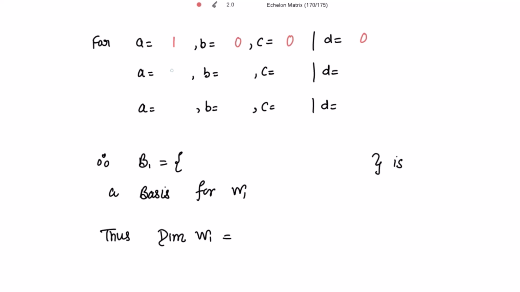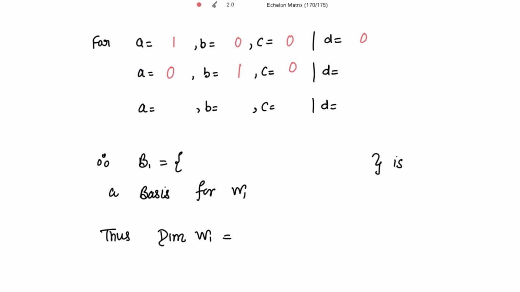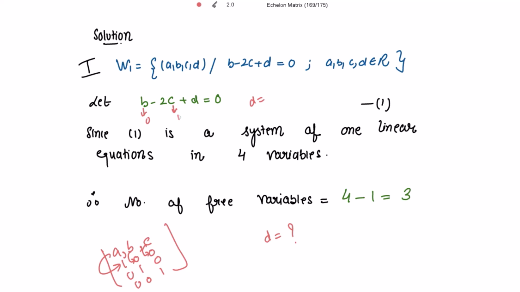Then A takes value 0, B is 1 and C is 0. For these values, D takes the value 1, since B is 1 and C is 0. In the last set, we have A 0, B 0 and C 1. B is 0 and C is 1, so now D takes the value 2.